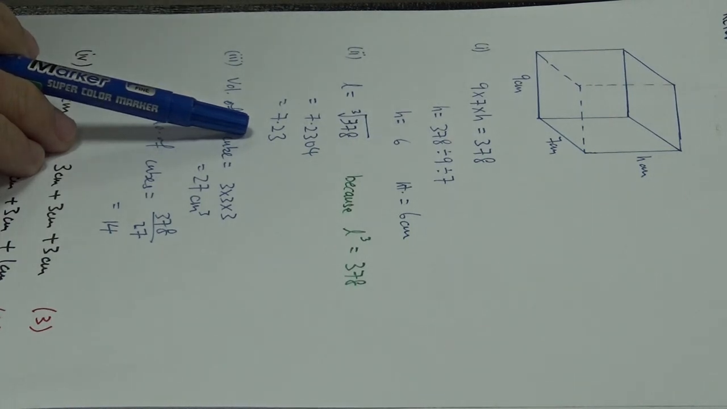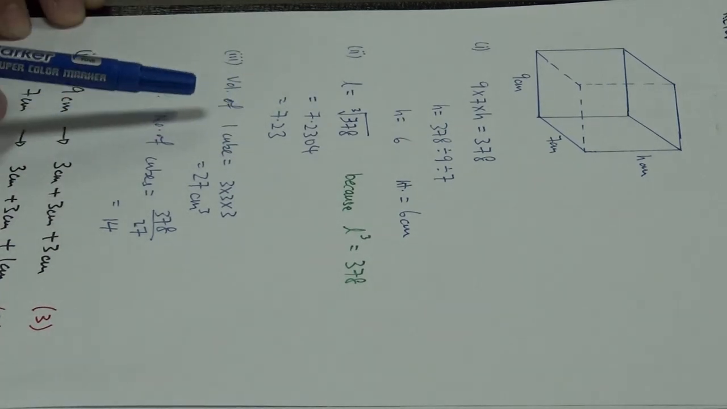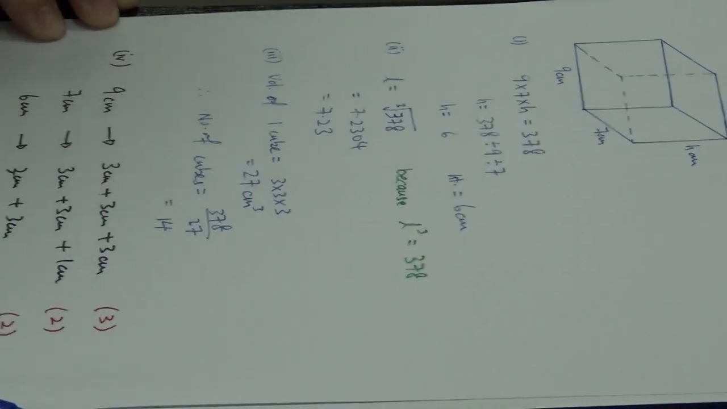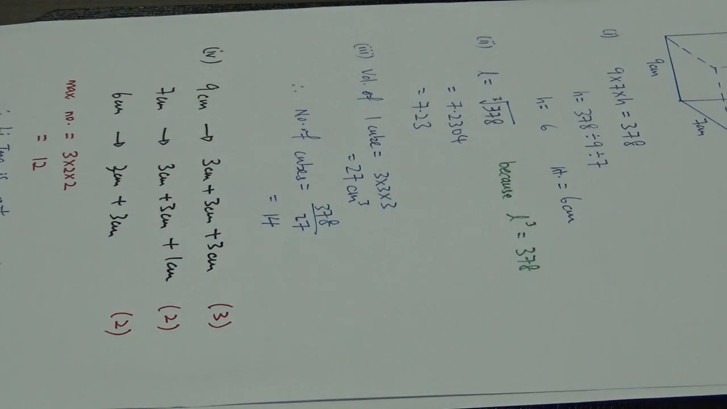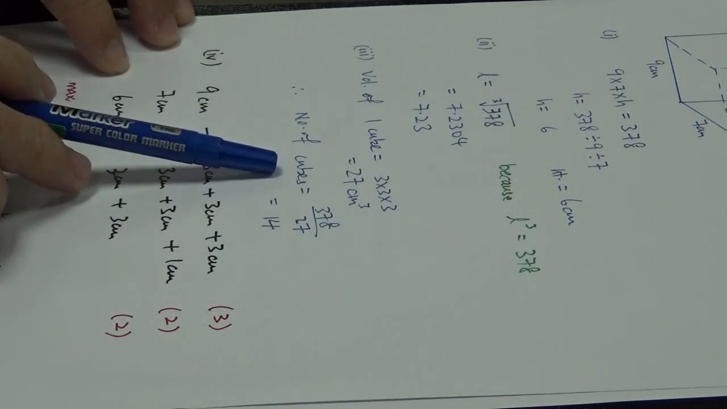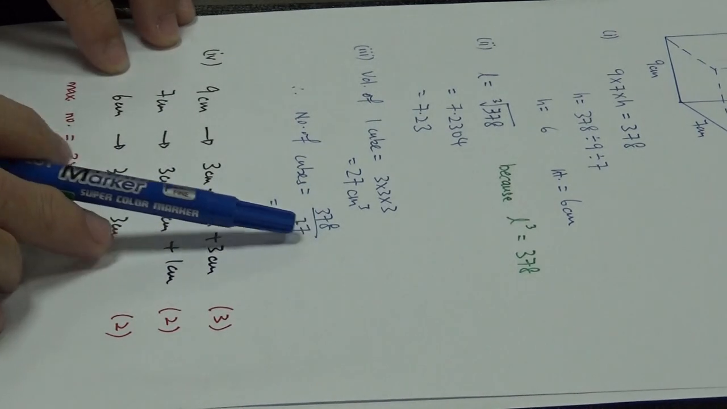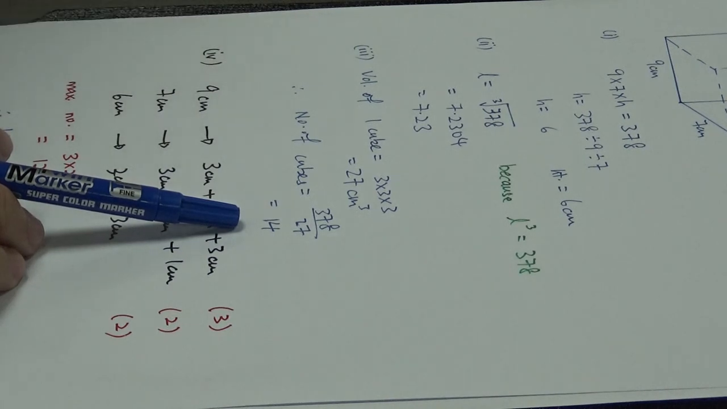Okay? Now, next, part 3. If the cuboid is melted to form cubes of length 3 cm, how many cubes can be obtained? Now, as we can see, the volume of one cube will be 3 times 3 times 3, which will give me 27 cm cubed. So the number of cubes will be 378 divided by 27. I will get 14 cubes in total.